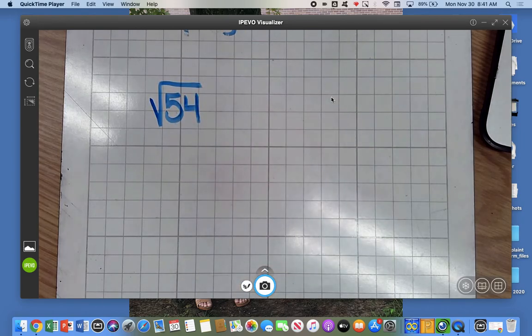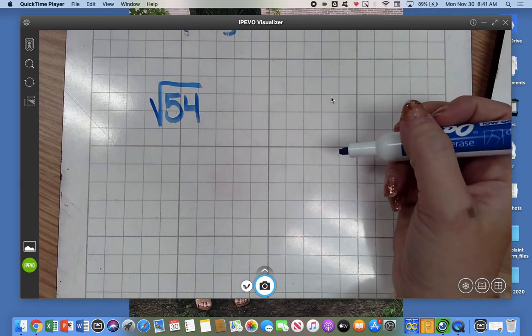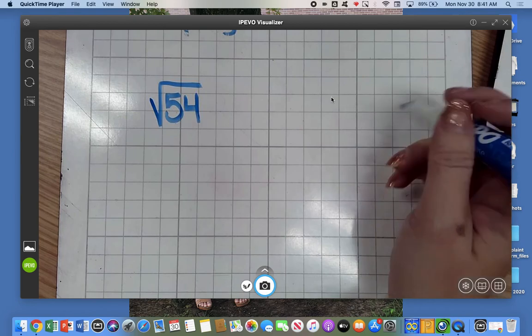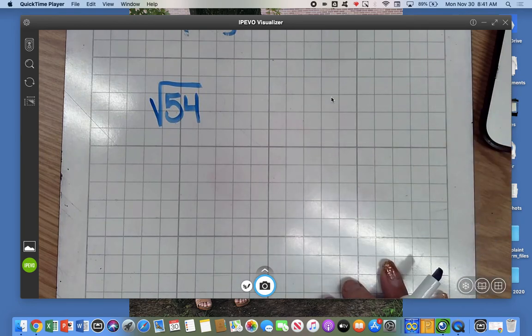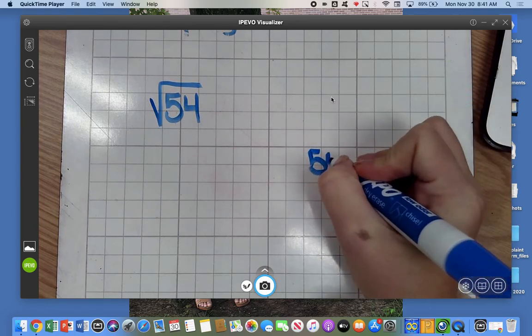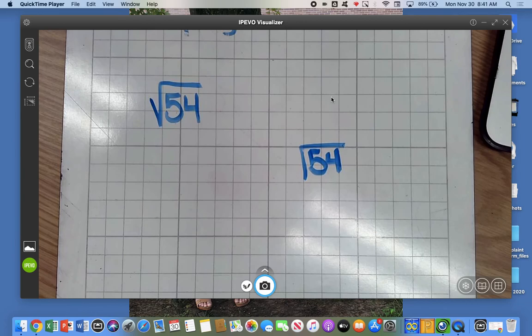All right, let's go with 54. We're going to simplify the square root of 54. If we want to break down 54, if you took that on the calculator, you would get a decimal. If you get a decimal, you have to do the cake method or tree, whatever you need to do to simplify it.